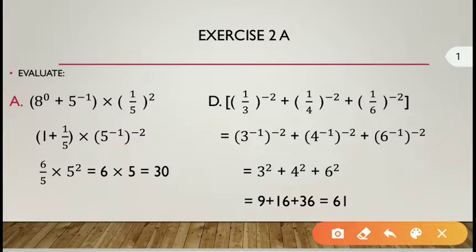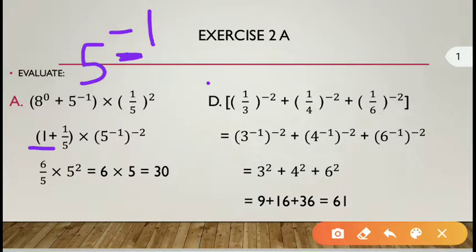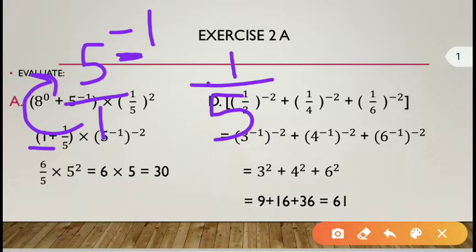So the question is 8 to the power 0 plus 5 to the power minus 1, in one bracket, into 1 by 5 whole square. First of all, 8 to the power 0, the value will be 1. 5 to the power minus 1, here the power is minus, so we want to convert this minus 1 into plus 1. The denominator is 1, so we just take the reciprocal of the rational number, which is 1 by 5, and the power is 1, so this will also equal 1 by 5 only.